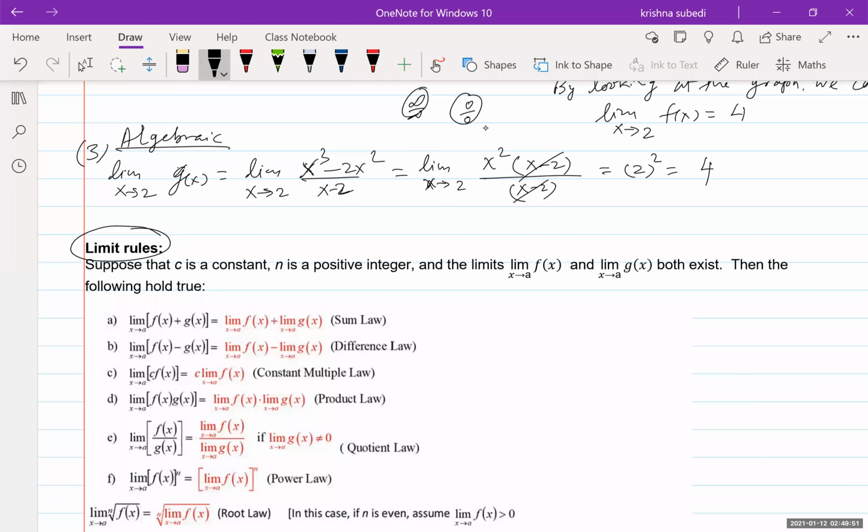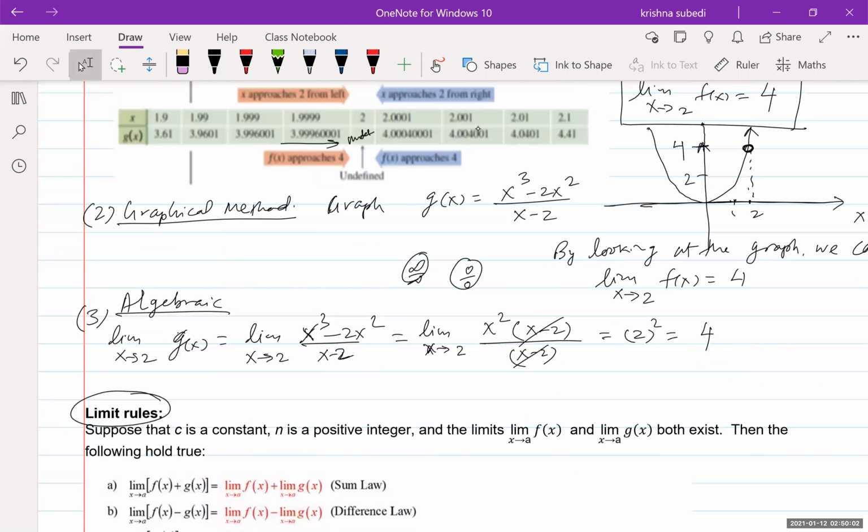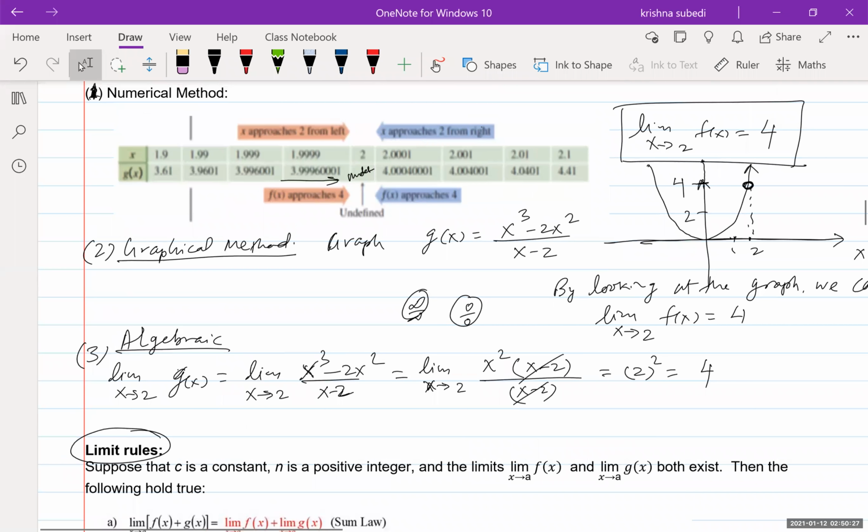All right, so limit rule. Hello, Professor. Professor, in numerical method, if we change the statement g of x, meaning we take common x square from the g of x, then we put the value of x at 2, then the value of the function is defined. Say again, what is your question? Sir, in numerical method, at x equal to 2, if we change the statement g of x, we take the x square common from there.